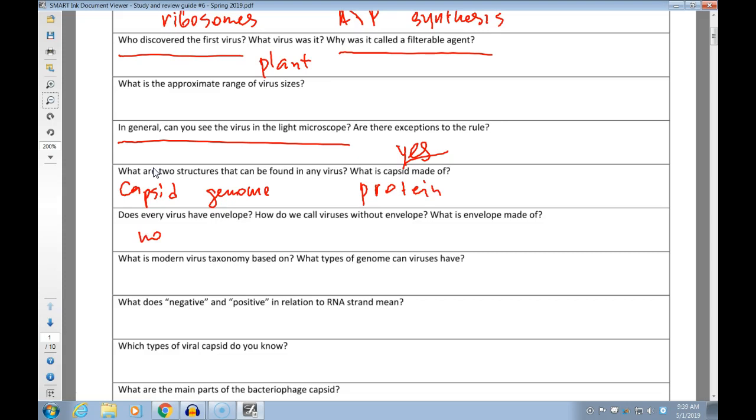Does every virus have an envelope? No. Viruses without an envelope are naked. Envelope is made of proteins and phospholipids.